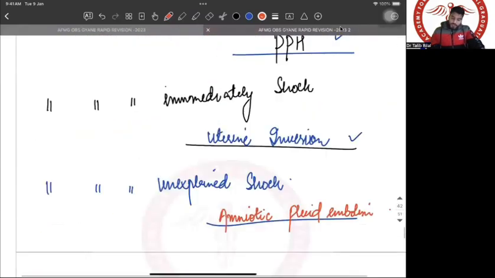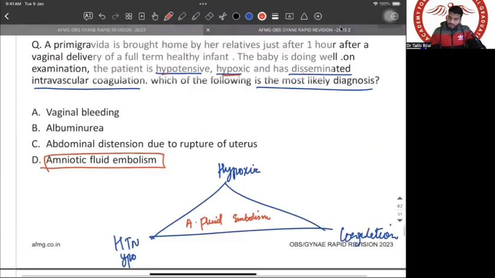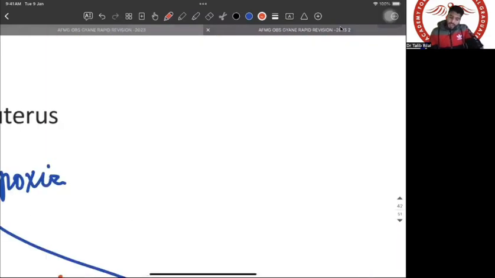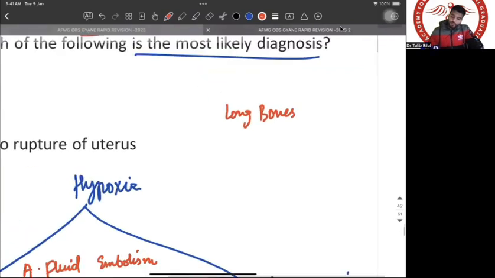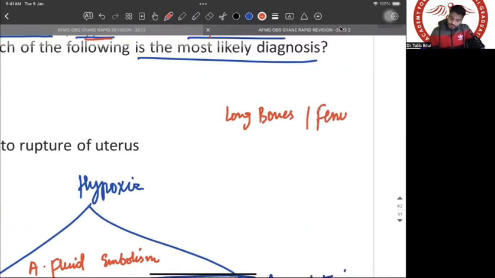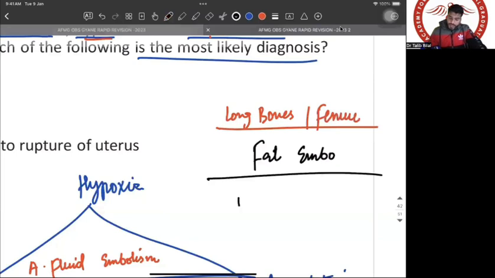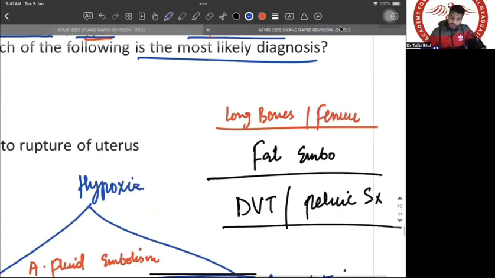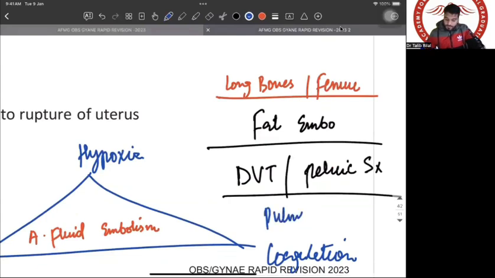Then we have other embolisms as well in medicine. Whenever you see a fracture of long bones like the femur, which embolism is there, my dear students? Fat embolism. If the patient has a history of DVT or pelvic surgeries, which embolism will take place, my dear students? Pulmonary embolism.